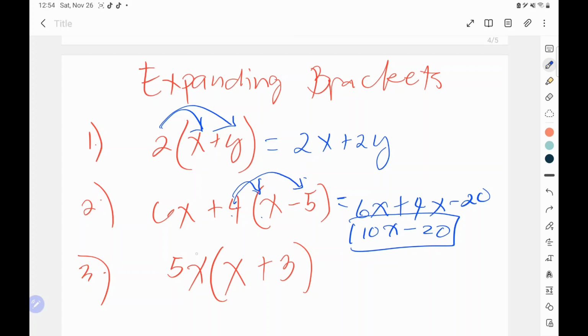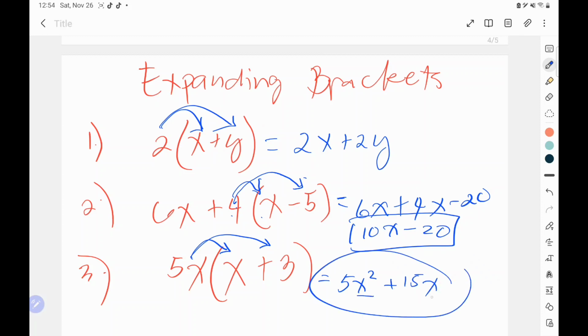All right, let's try to answer number 3 here. So we have to distribute it again. So 5x times x, which is equal to 5x squared, and 5x times 3 which is equal to 15x. That's your answer. You can never add them because the degree of the exponent is different. So that is your answer over there.